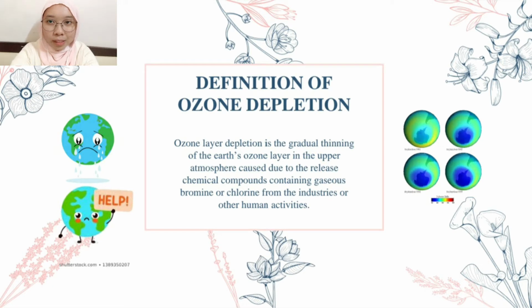Okay, the definition of ozone depletion. Ozone layer depletion is the gradual thinning of the Earth's ozone layer in the upper atmosphere, caused by the release of chemical compounds containing gases, bromine or chlorine from industries or other human activities.